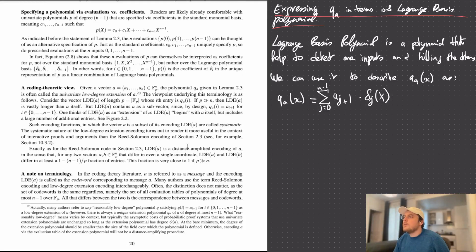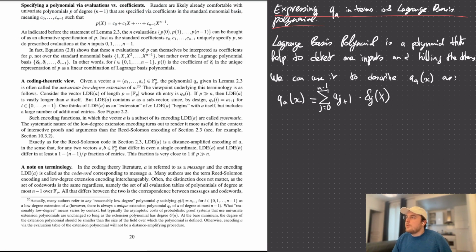Specifying a polynomial via evaluation versus coefficients. Readers are likely comfortable with univariate polynomials of degree n minus 1. This is what we're saying. Univariate polynomial p of degree n minus 1 specified by coefficients in the standard monomial basis, meaning c_0 until c_{n-1} such that p equals c_0 and so on. Okay, this is the classic polynomial. This is the way we normally describe a polynomial, and we just describe the coefficients here.